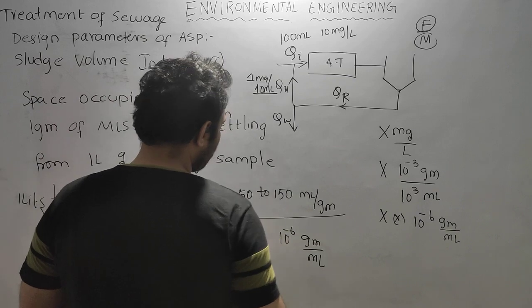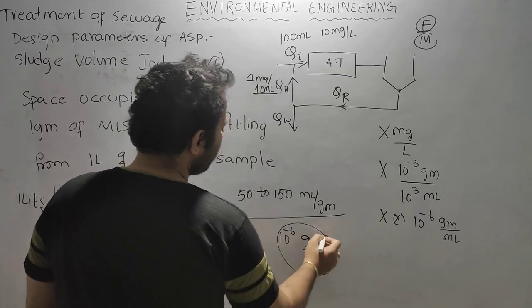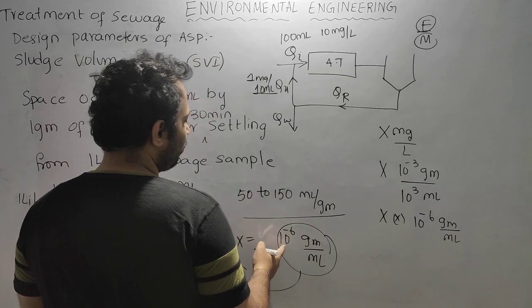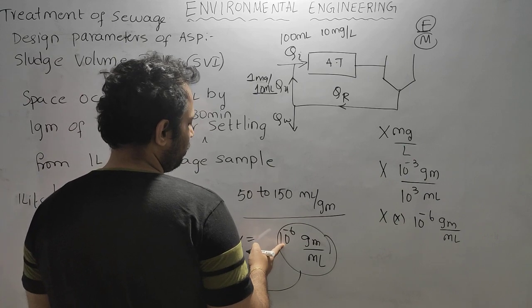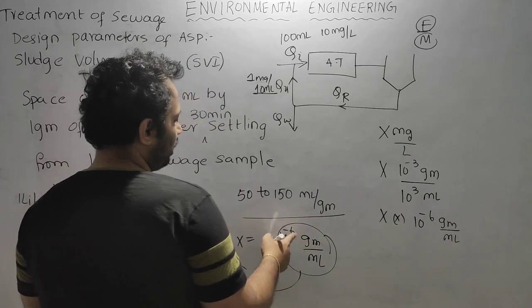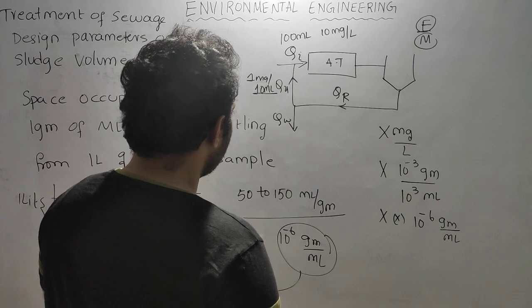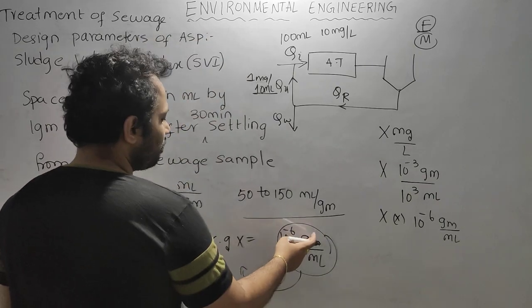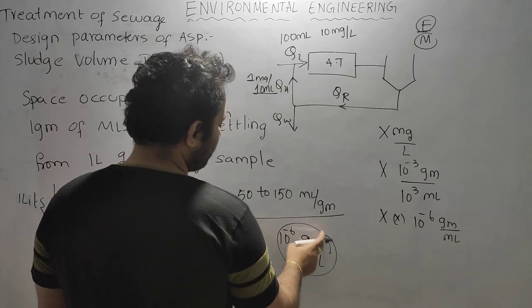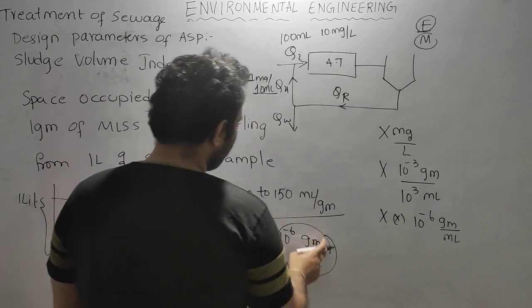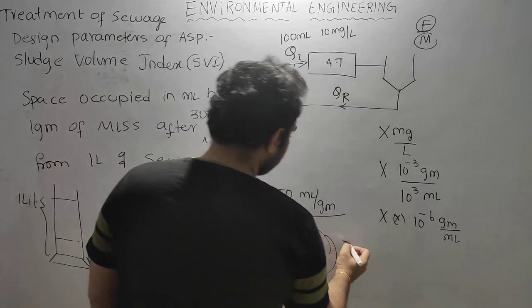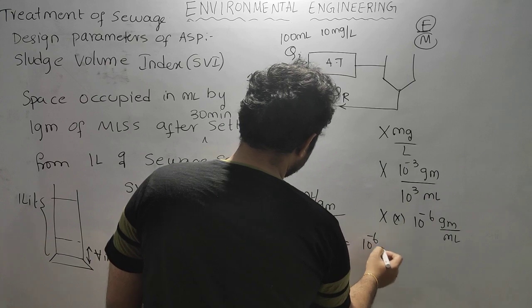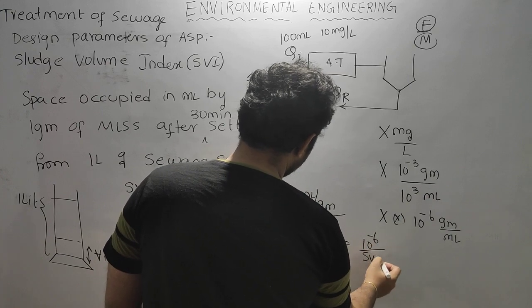If I am taking the whole thing to the other side, it will become 10 to the power of 6 ml per gram. So this is called 1 by SVI, the sludge volume index. So this is equal to 10 to the power of minus 6 by SVI.